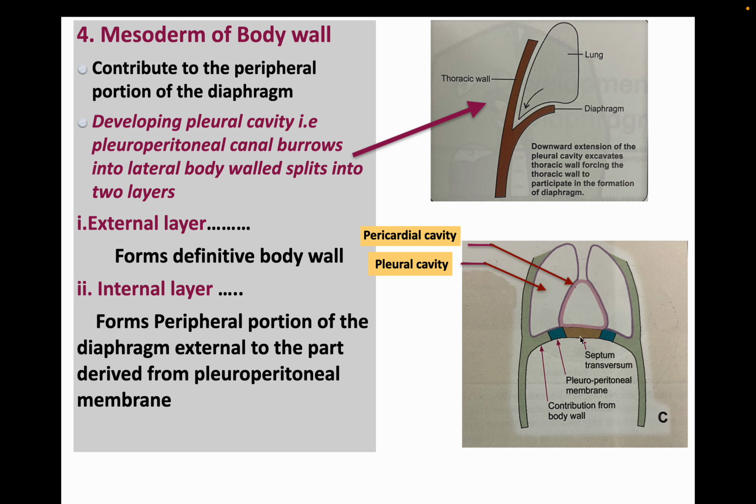So this is the central portion which is derived from septum transversum. Then coming dorsolaterally, there are the pleuroperitoneal canals which are closed by the pleuroperitoneal membrane. Then more laterally, if we see, it is the contribution from the mesoderm of the body wall.